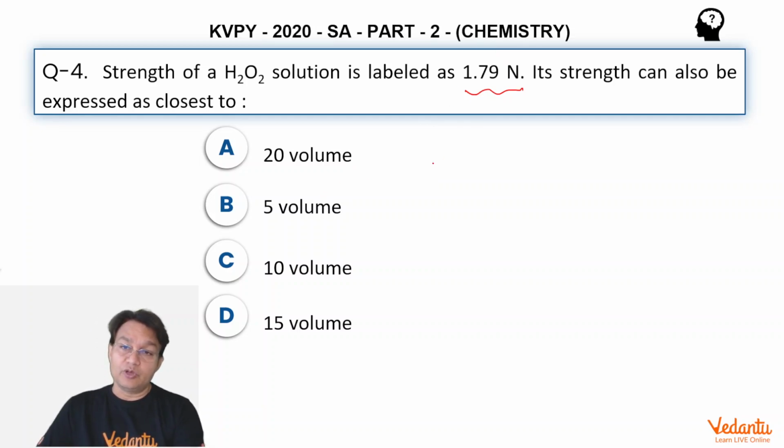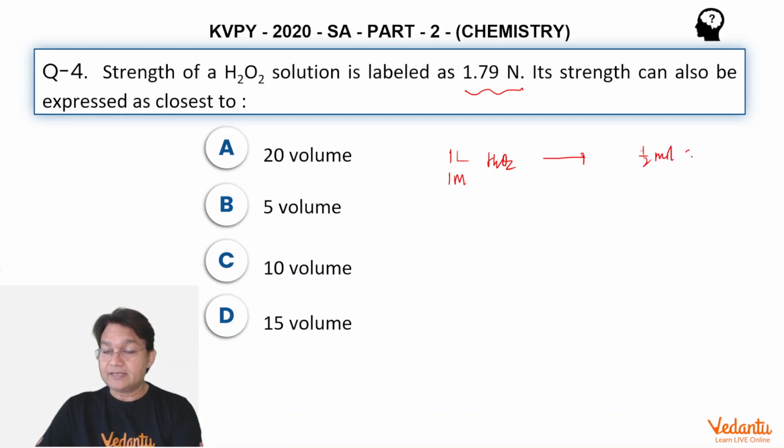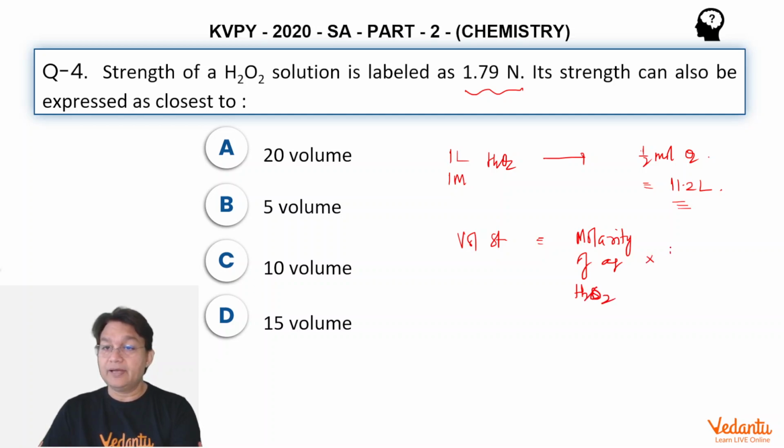As we know, for H2O2, volume strength of H2O2, a very important formula is that 1 liter, 1 molar solution of H2O2 can give us half mole of O2 gas, and that is equivalent to 11.2 liters. So from this we can get the formula that if it is 1 molar, that is going to give 11.2 liters. So basically the volume strength is equal to molarity of aqueous H2O2 multiplied by 11.2.